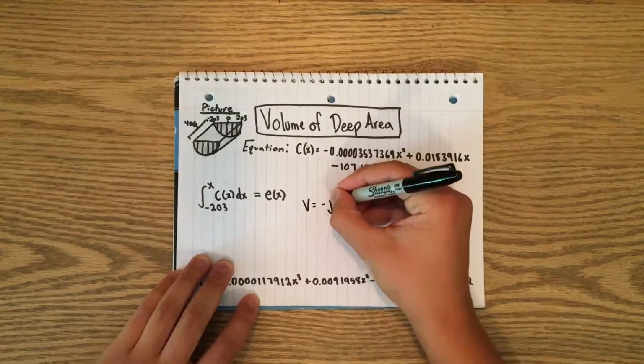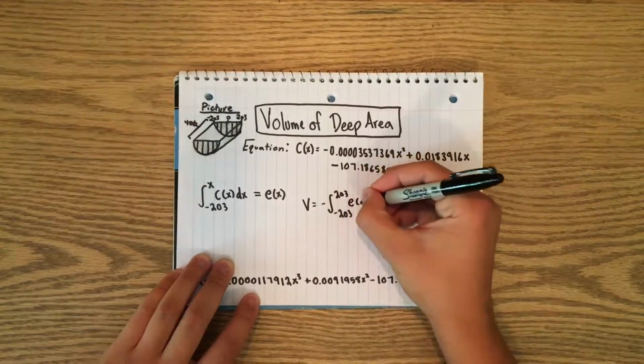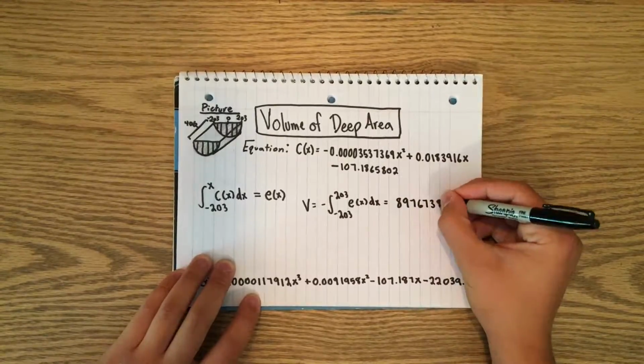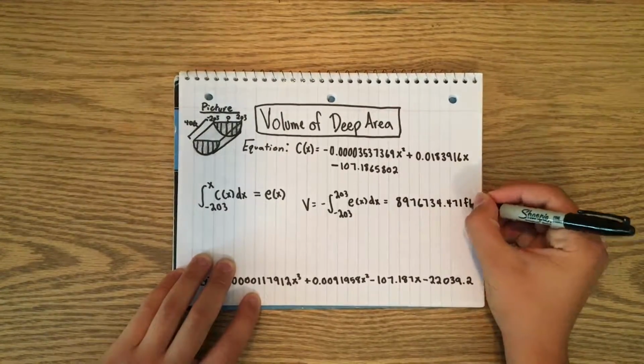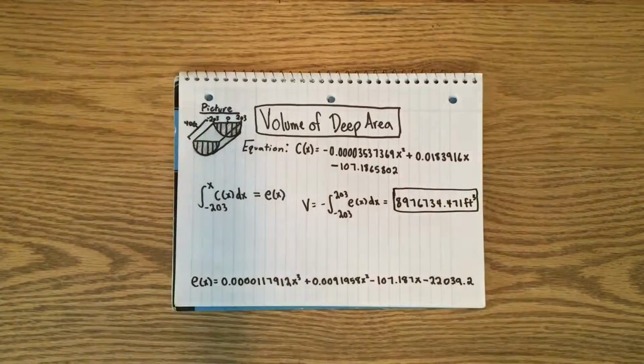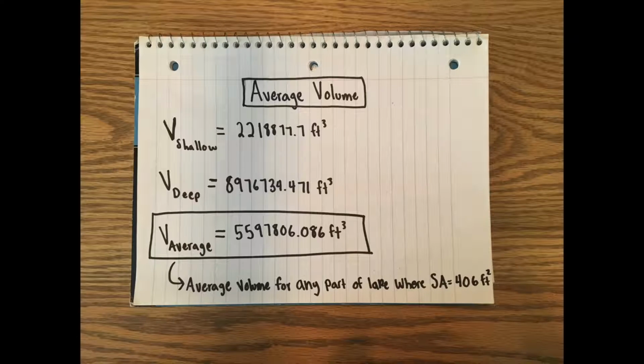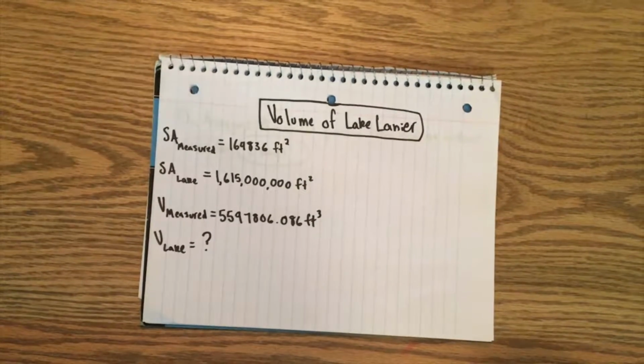So using the same process as in the first lake spot, we then find the volume of the second area, which is 8,976,734.47 feet cubed. We averaged the two volumes together so that we would get an estimate of the volume at any point in the lake where the surface area is 406 feet squared.